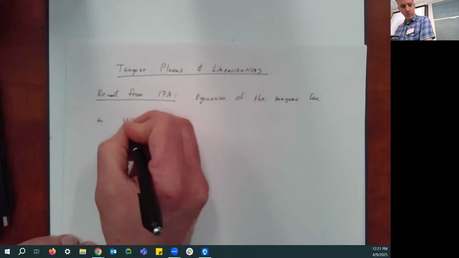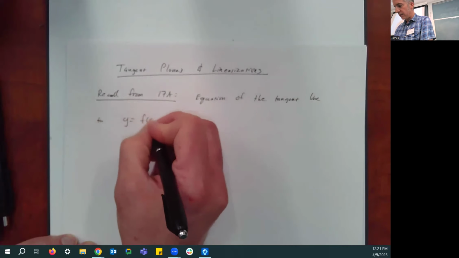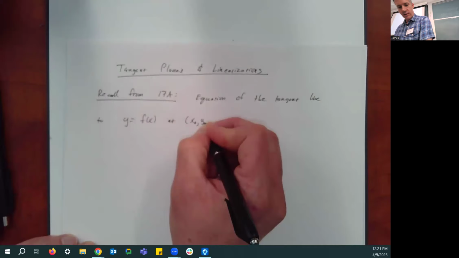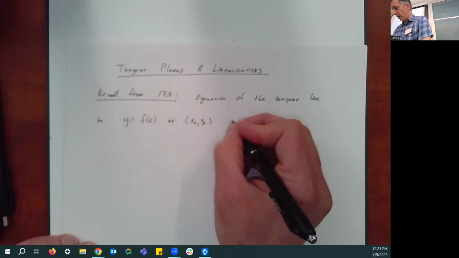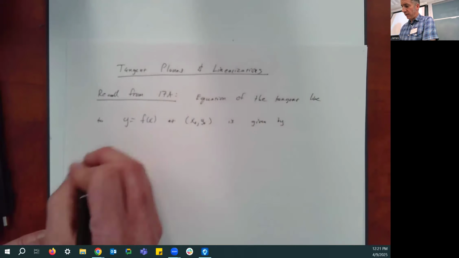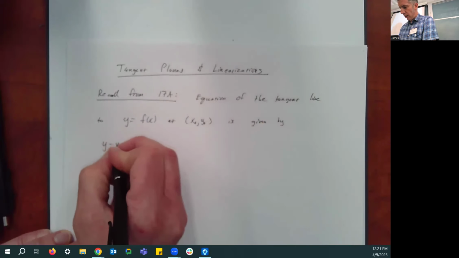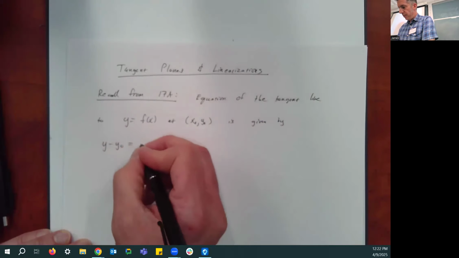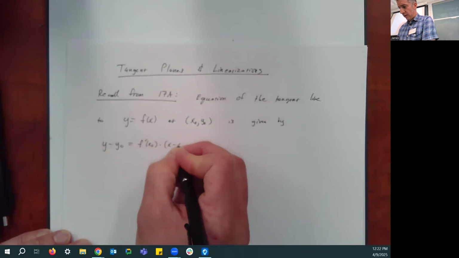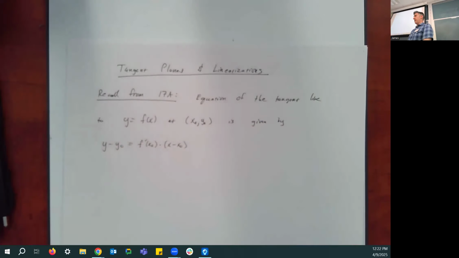to y equals f of x at some point x naught comma y naught is given by, I always think of it this way, y minus y naught equal to f prime of x naught times x minus x naught. Or y minus the y coordinate equals your slope times x minus the x.